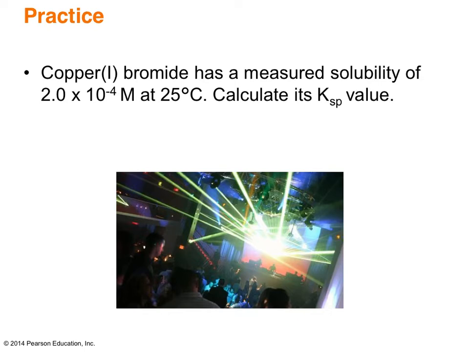So copper bromide, which is a slightly soluble salt, has a solubility. It's not as small as a lot of the others, 2 times 10 to the minus 4 molar at 25 degrees Celsius. It says calculate its Ksp value.